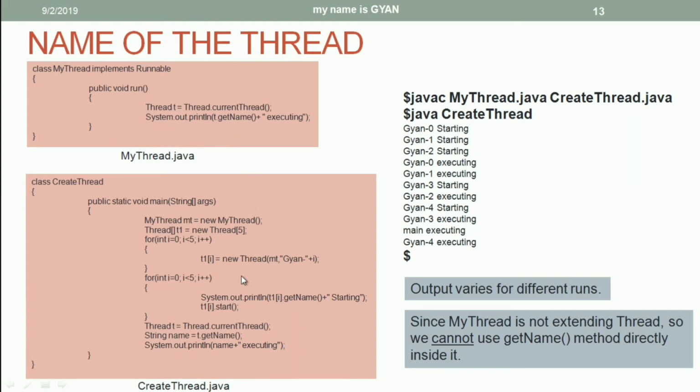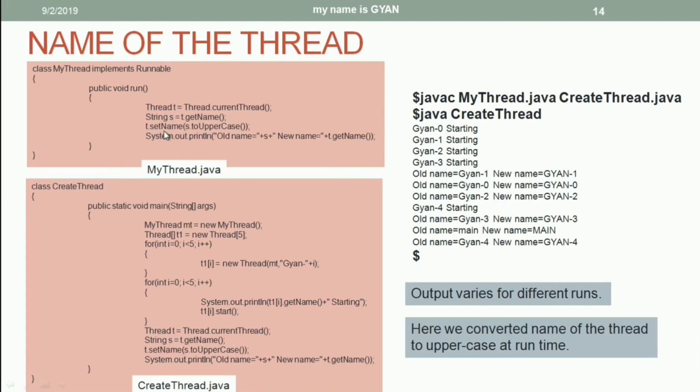The other difference is that here we need to create a new object of type Thread, not of type myThread. And here we need to pass 2 arguments to the constructor of the class Thread. One is the reference variable mt, which is a reference variable of type myThread, and the other one is a string like gyan0, gyan1, gyan2. So here we need to pass 2 arguments to the parameterized constructor of the class Thread. And the rest of the code is the same.